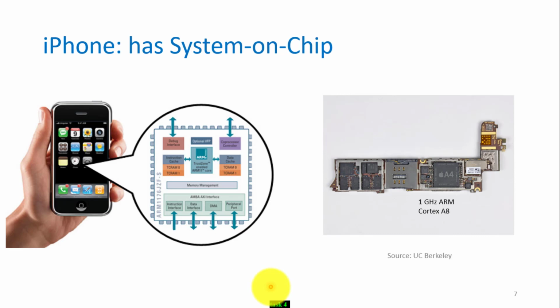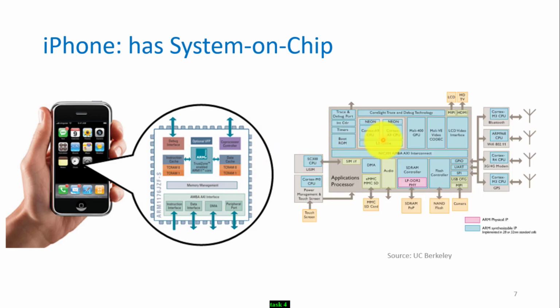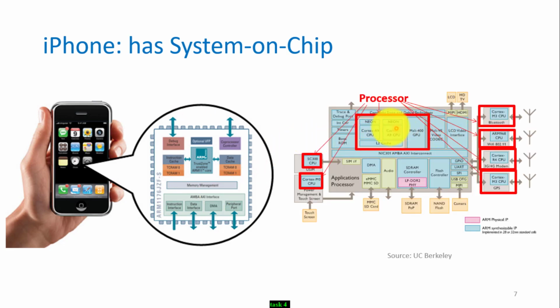This is the motherboard of the A4 iPhone. You can see this is the system on one chip, one IC. As you can see here, here's our processor, the antennas, everything is connected to one system. So this system on chip is running all the applications from one chip. Here you can see this is our processor.